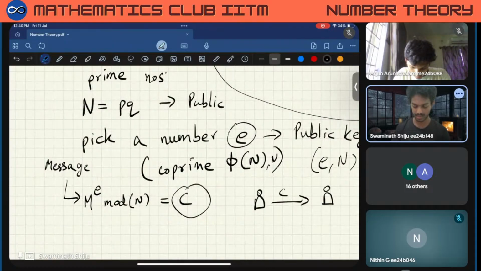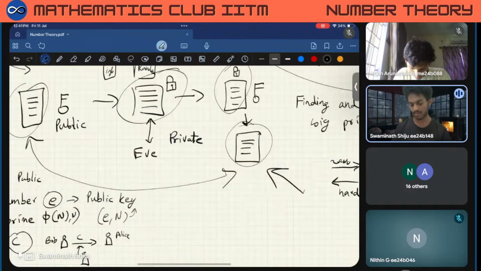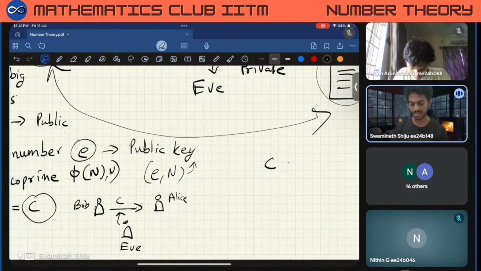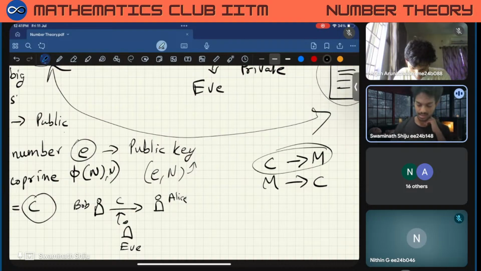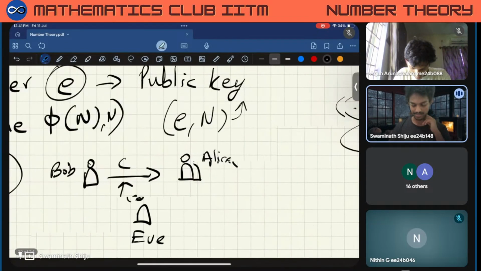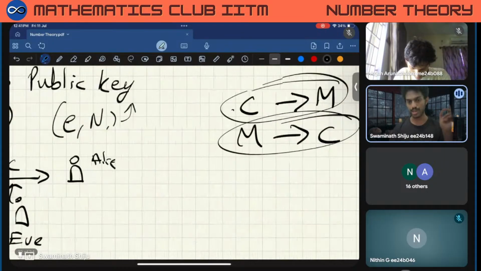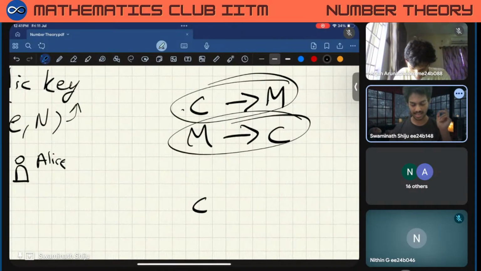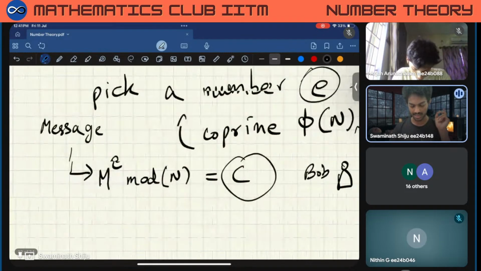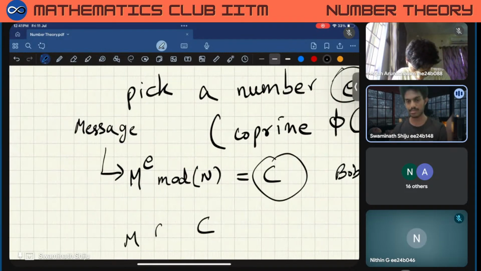Now assume Eve gets c, because it's not a secure channel. You can steal messages. If she gets c, she wants a way to convert from c to m. She knows how to convert from m to c. The important part is to convert from c to m. This is the hard part. You have m power e, you have c. You don't know m, you know e. But finding m from c comma e is not feasible. There's no other way other than brute force, basically.